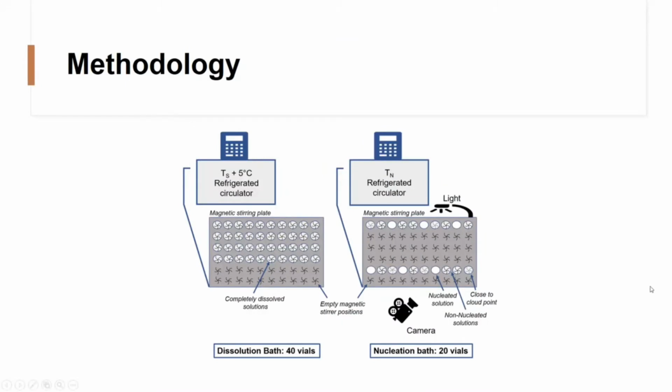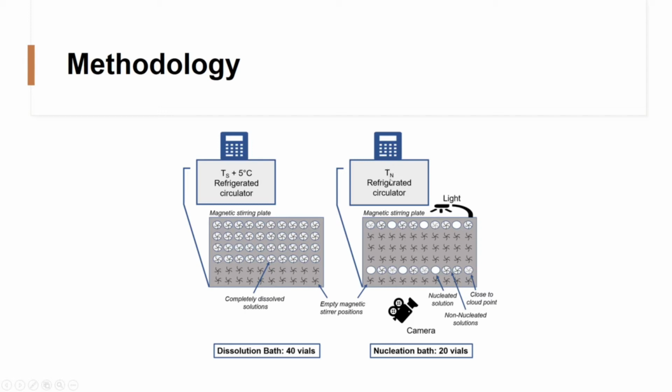Before discussing the results, I just want to show the experimental setup that we normally use in the lab. As I said before, we normally need two different water baths. Assume this is a water bath, and inside the water bath we can place something like a magnetic stirring plate. So we need two of them.